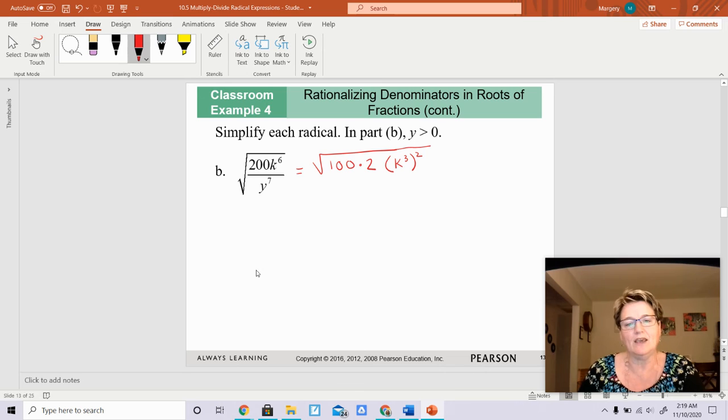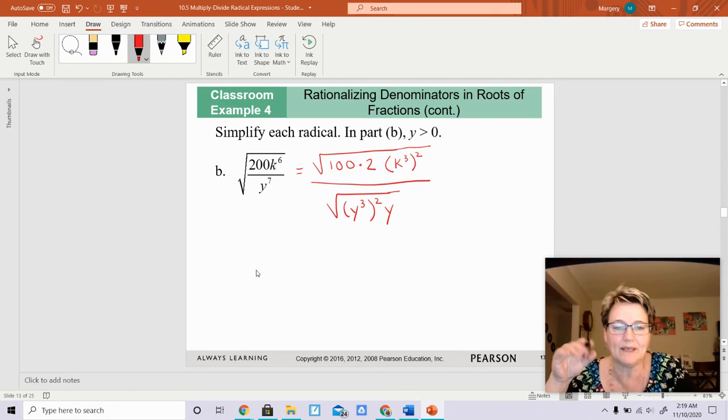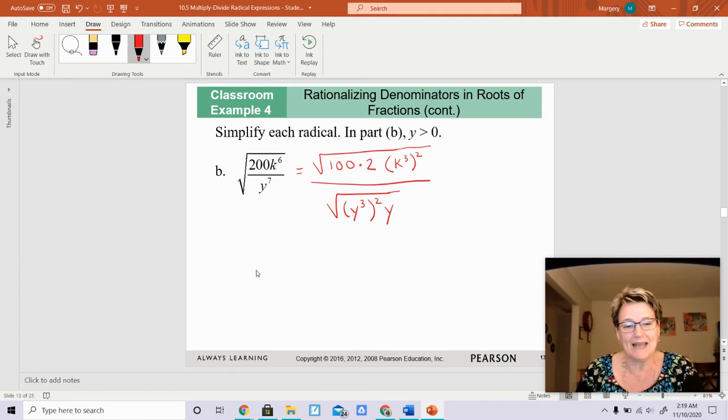We know that k cubed raised to the second power is really k to the sixth, all right? All over the square root of y to the third raised to the second times y. So I broke these up because remember, when you raise a power to a power, you multiply the exponents. When you multiply powers, you add the exponents. You have to master the rules for exponents. It'll help you.